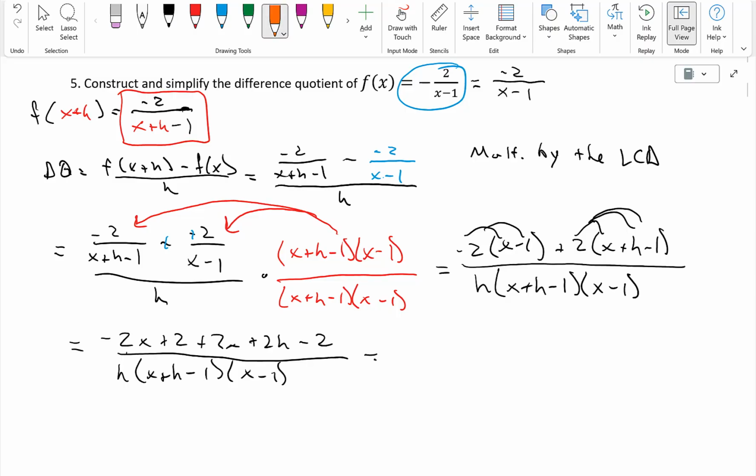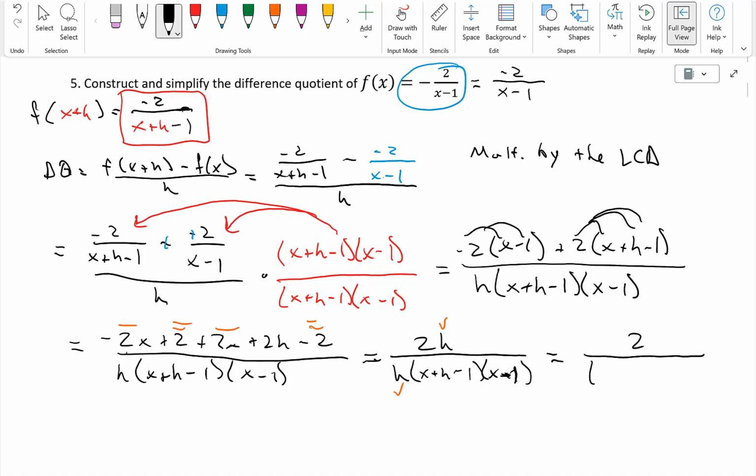We can see our like terms, minus 2x and 2x go into 0, positive 2, negative 2 go into 0. So our numerator, we're left with just a 2h over h times x plus h minus 1 times x minus 1. We can see those factors of h now, right? H is being multiplied by the whole numerator and whole denominator, so we can divide it out. And we're left with a 2 over quantity x plus h minus 1 times x minus 1 for our difference quotient.